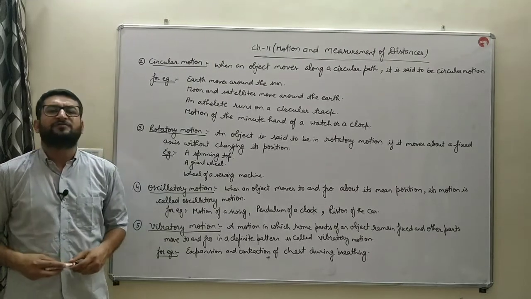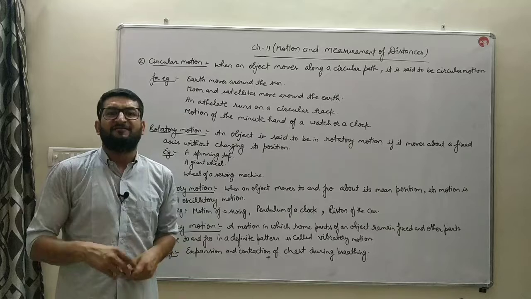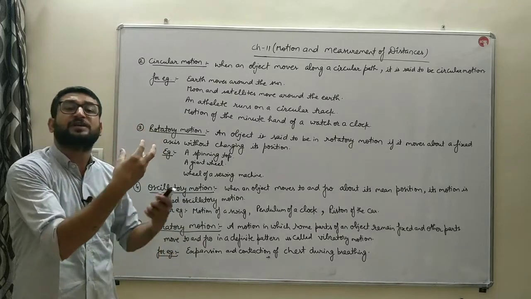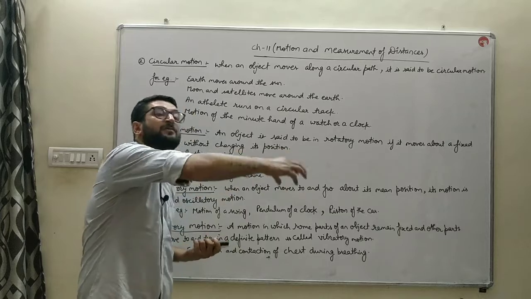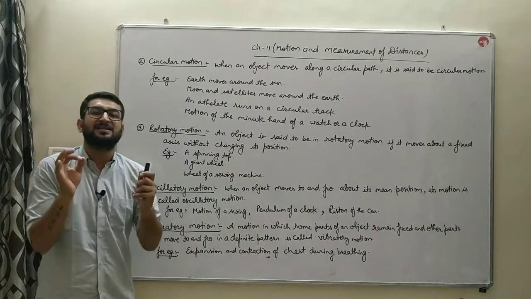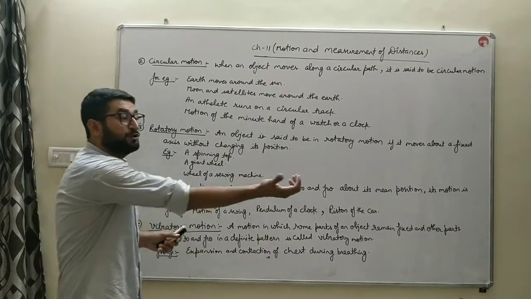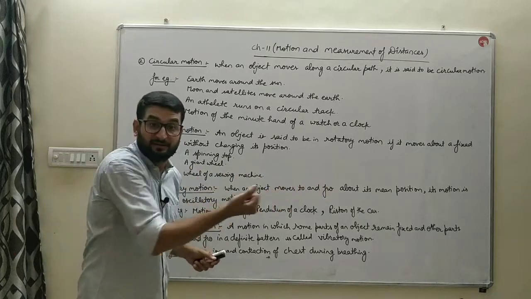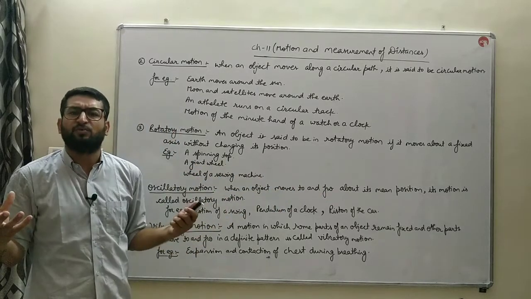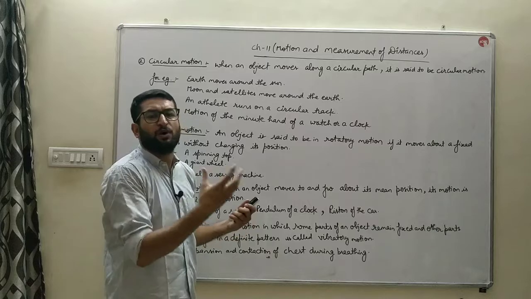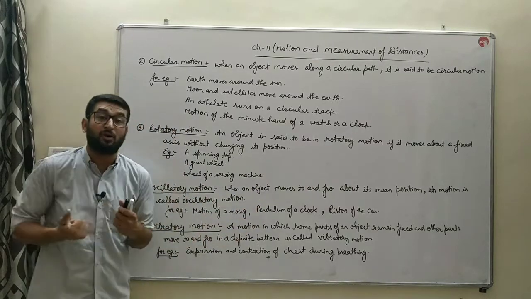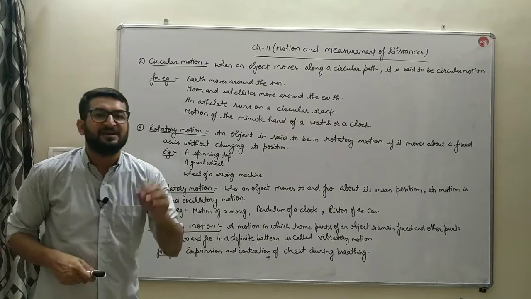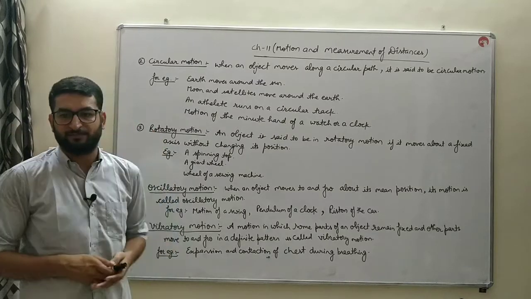Other examples of rectilinear motion: when we strike the striker of a carom board, then that striker runs or moves in a straight path. That is rectilinear motion. When we pull a drawer out of a cabinet, you must have drawers at home, in your wooden cabinets or in the walls, when you pull out those drawers, that movement of the drawer is also an example of rectilinear motion.